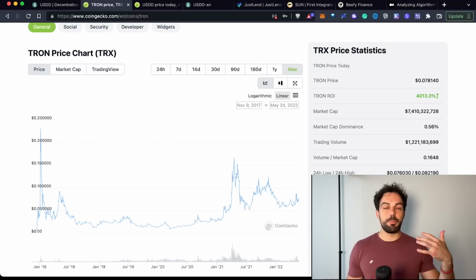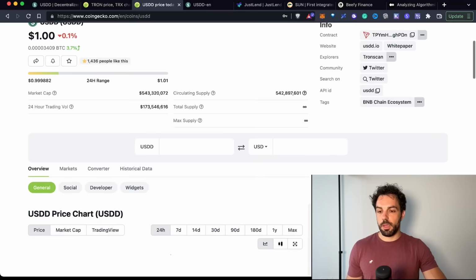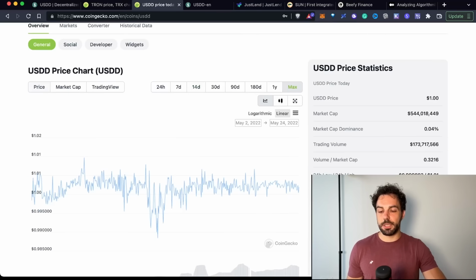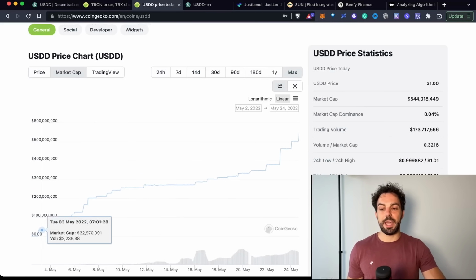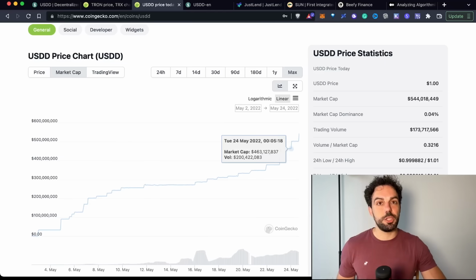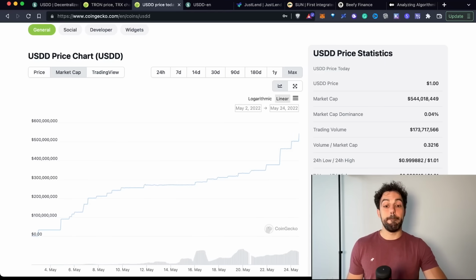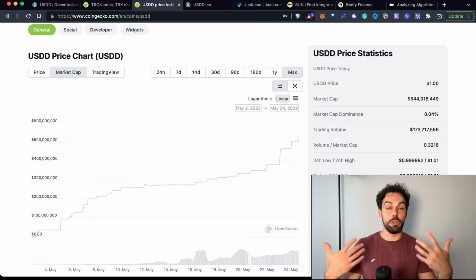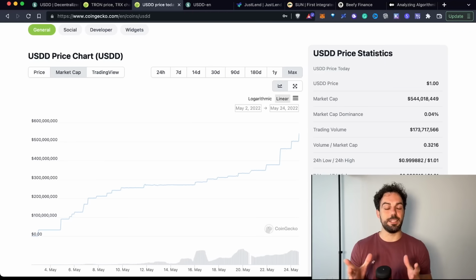But even so, the price of TRX has grown, and the main reason is that it has been burned to produce new USDD. As you can see from here, if we check the market cap, it is growing every day. Right now, it has just reached around 500 million. It doesn't look so organic, because it is going up step by step. It's not a continuous demand that is producing new USDD. It is like someone is producing it.